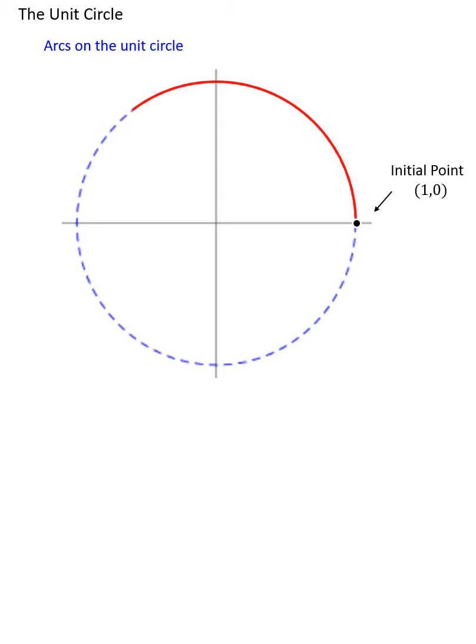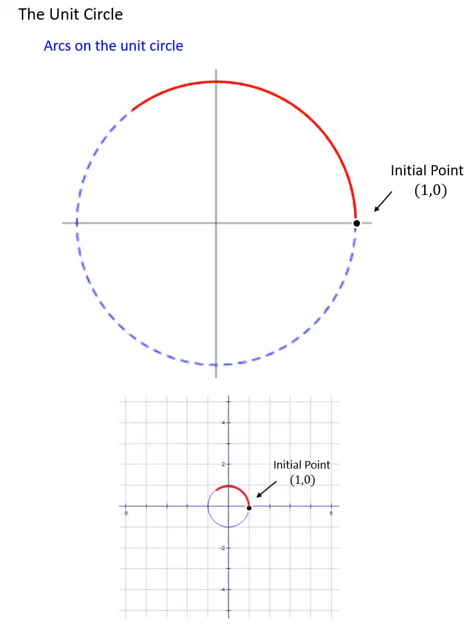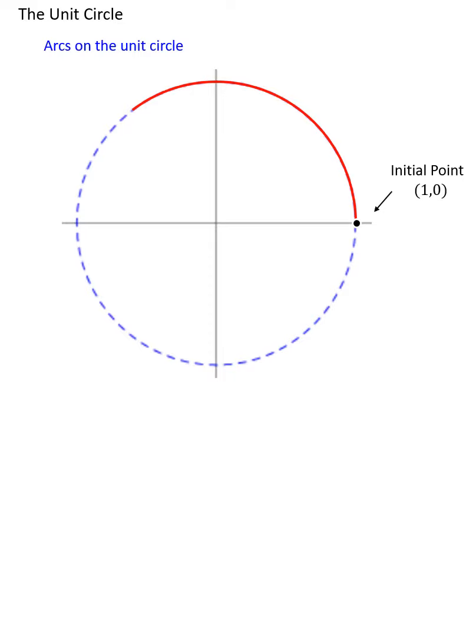Why is that the point 1, 0? Let me take a moment to remind you just how small the unit circle is. Why do we draw it so large? So we can draw detail in it. So the initial point of any arc, in the way that we think about and conceptualize the unit circle, is always 1, 0.